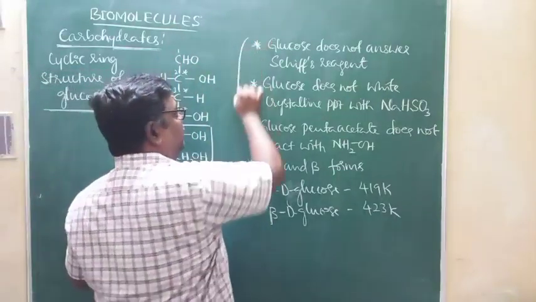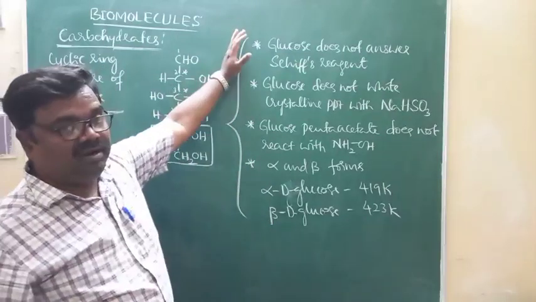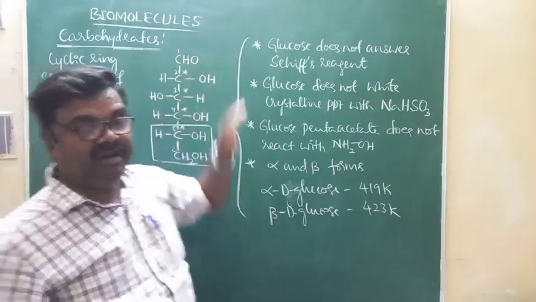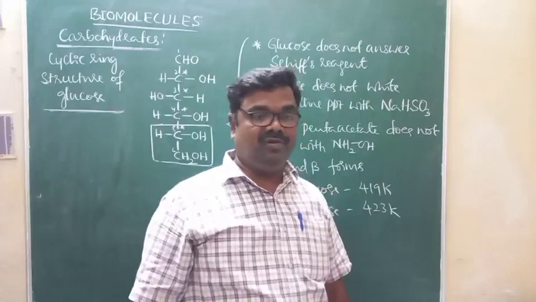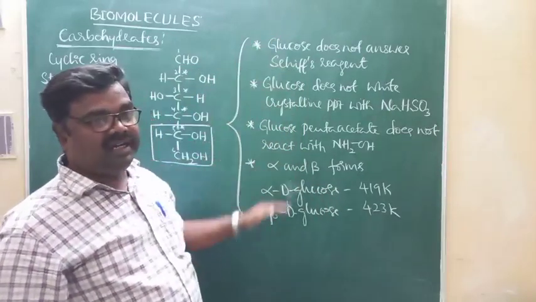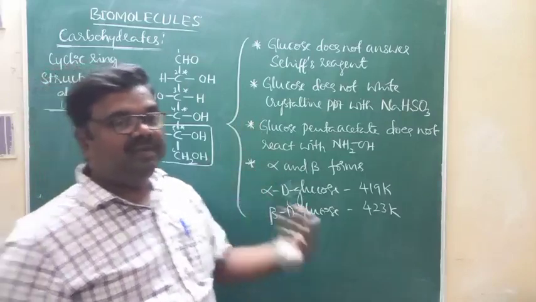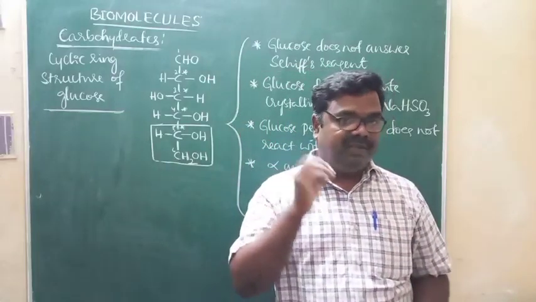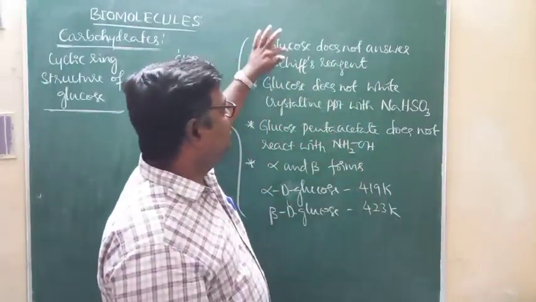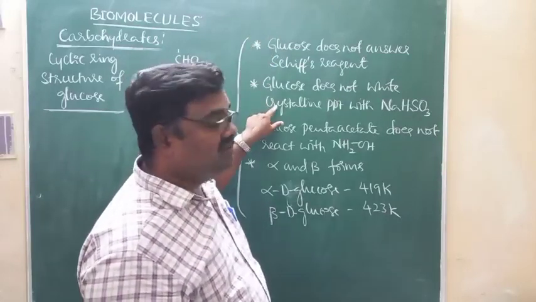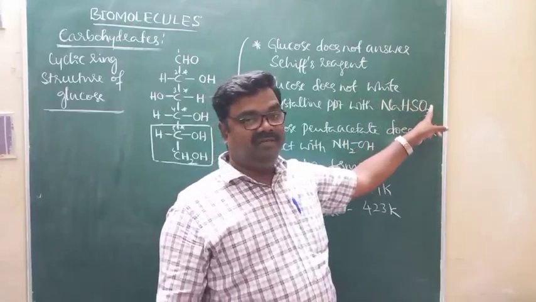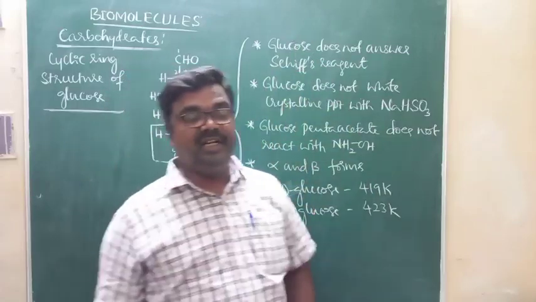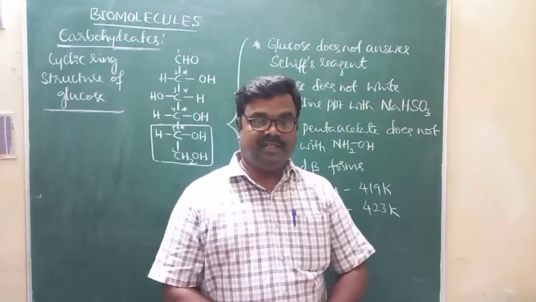Therefore, in order to account for these properties and facts of glucose, a scientist Fisher has given one structure, that is cyclic ring structure, to glucose. These chemical reactions indicate absence of aldehyde group in glucose. How? If glucose had an aldehyde group, what should happen? Glucose must form pink color with Schiff's reagent. Glucose must form crystalline PPT with saturated solution of sodium bisulfite. Glucose pentacetate must react with hydroxylamine. But these observations indicate the absence of aldehyde grouping in glucose.